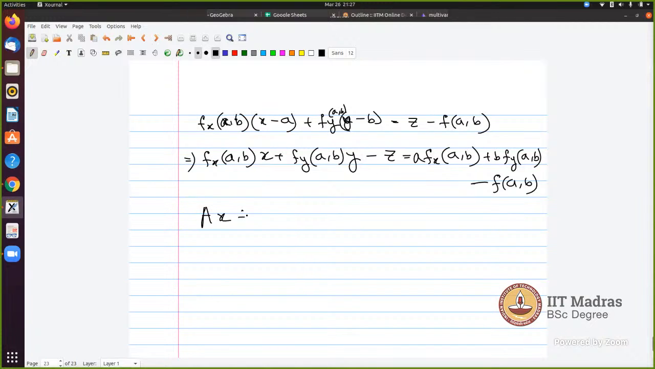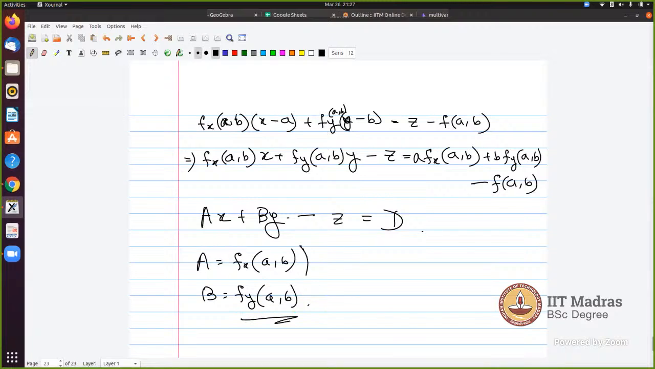So this is ax plus by plus cz equal to some constant d, where c is -1. This a is your fx(a,b) and b is your fy(a,b), right? And if you write this (a,b) as a vector, this is your gradient at that point. Yes, this is your gradient, correct?